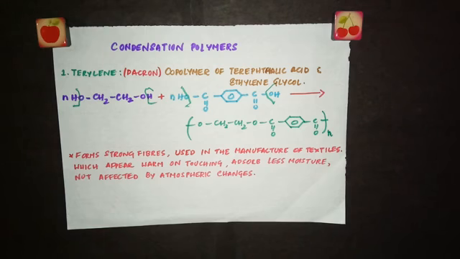Terylene forms strong fibers. These fibers are used in the manufacture of textiles. These textiles prepared from terylene fibers appear warm on touching. They are easy to wash and are not affected by atmospheric changes. Because of these properties, terylene has become very popular in the textile industry. Now let's move on to the next condensation polymer, which has commercial importance.